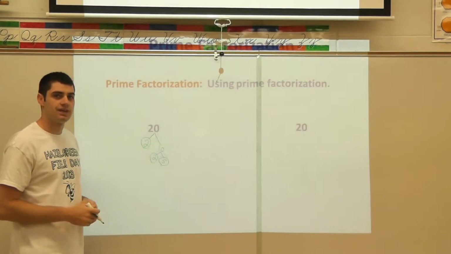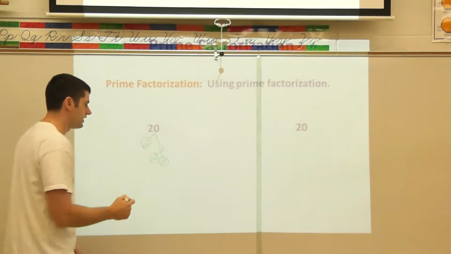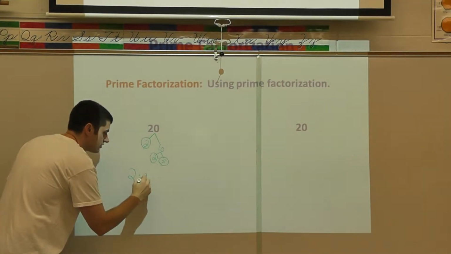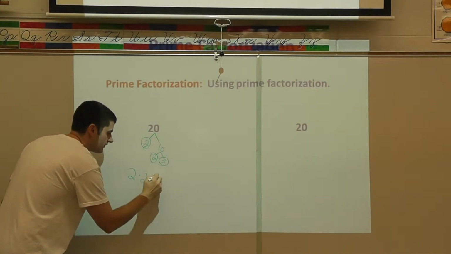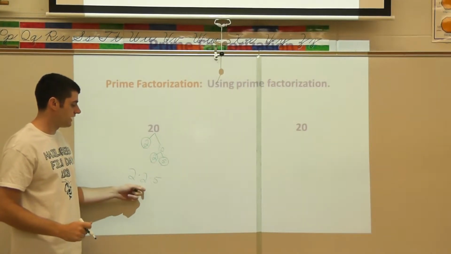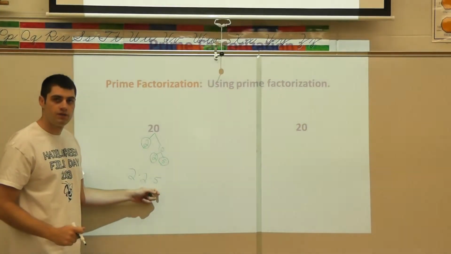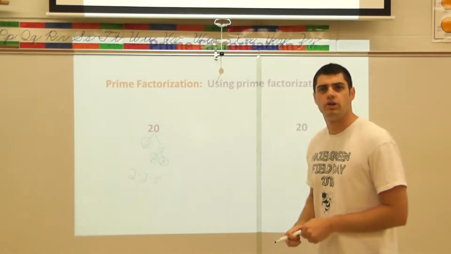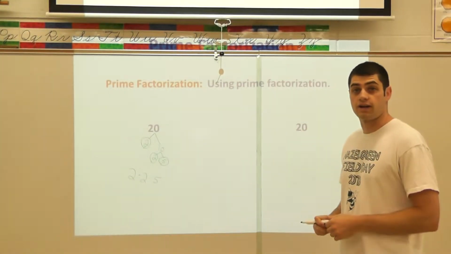My second step then is to write my numbers from least to greatest. Well, I have 2 times another 2, times 5. So the prime factorization of 20 is actually 2 times 2 times 5. Now you might be sitting there at home and thinking, well, there's also another way you can break down 20. And you're correct, there is.